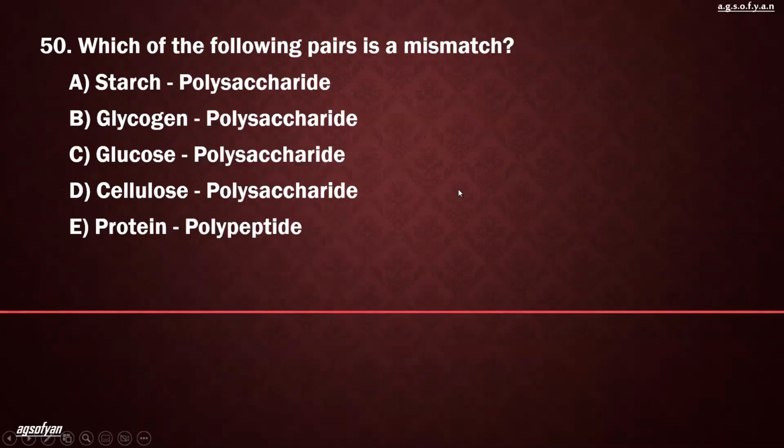Which of the following pairs is mismatched? Starch is polysaccharide. That's correct. Glycogen polysaccharide. Glucose, no. Remember glucose is monosaccharide. So this is the one that is not correct, right?